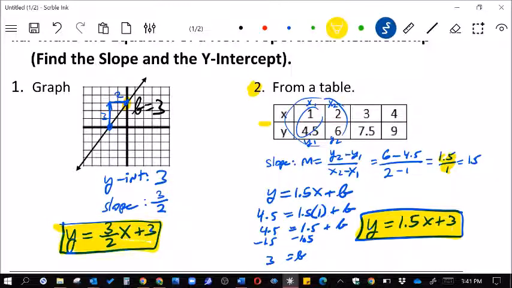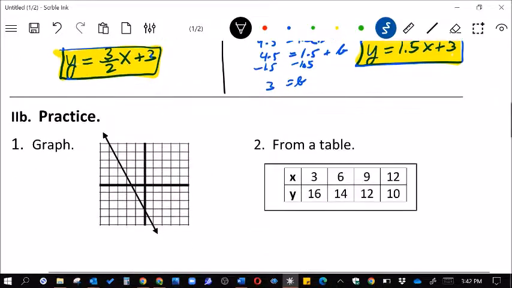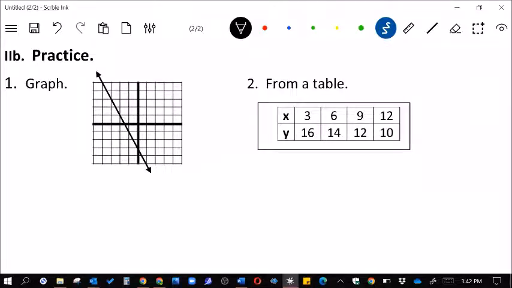The table one, if I were to take these points and graph them, I would be at 1 and 4.5, which is right about here, and then 2 and 6, which would be right about here. And so it would be on the same line as before because they both have the same slope. So that's an example of, from a graph or from a table, making the equation. Try this one yourself. Stop the video, try them, come back to it, start it again, and you'll see me then start going through it.